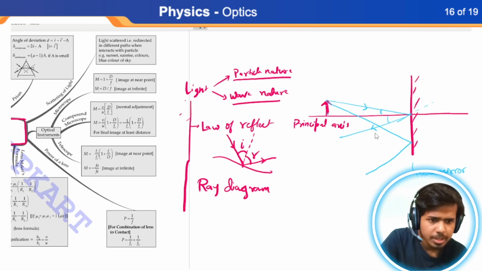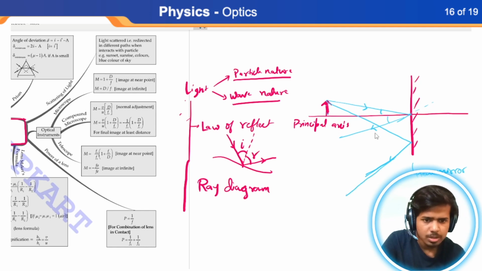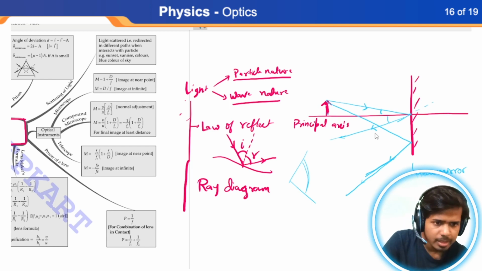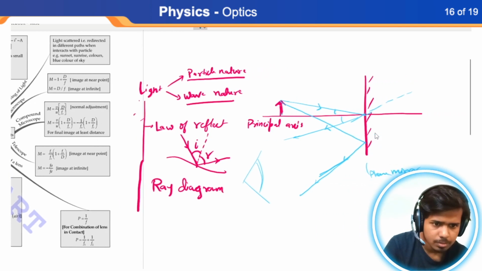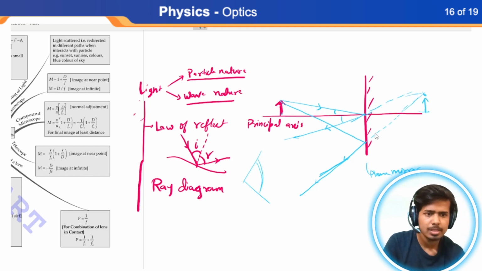see, they are divergent, right? They are not going to join each other anywhere in future. So if a person is looking from here, then he will see that light rays are coming in this direction to the eyes, and they seem to be originating at this point, right? So the object appears like this.